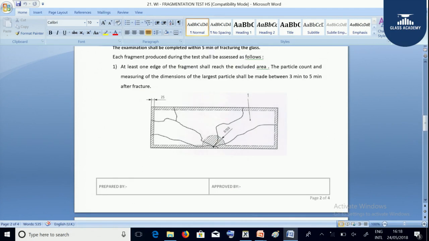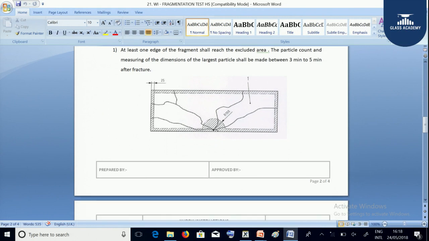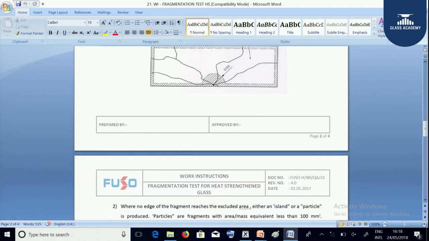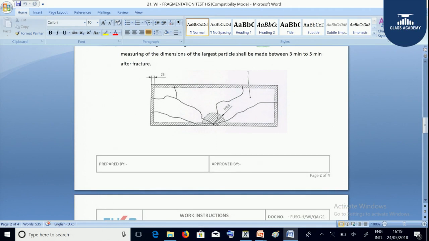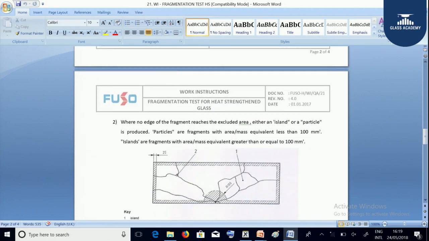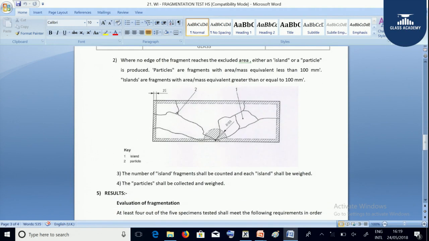When I break a heat strengthened glass, the edges and the breakage pattern look like this. Where I am impacting, from there the crack will go to the opposite side of the edge. In order to make the observation, we should leave 25 mm on the periphery of the edges, and we also need to avoid a 100 mm radius where we are punching the glass. After breaking, we need to understand the number of particles and islands. Here in this figure you can see 1 indicates the island and 2 indicates the particle.